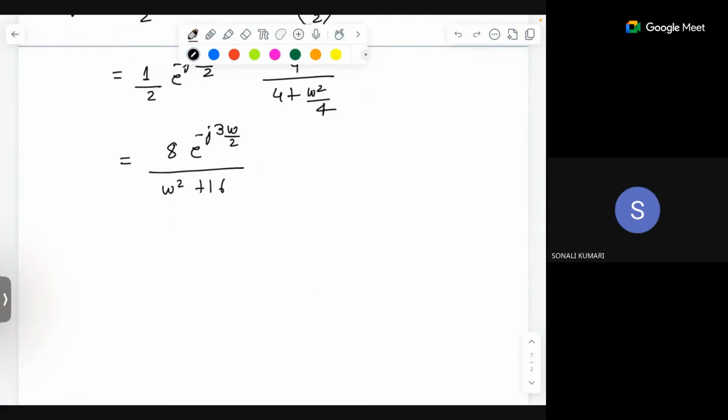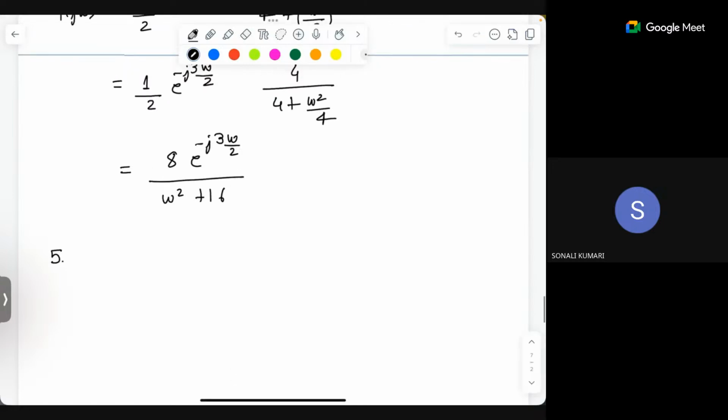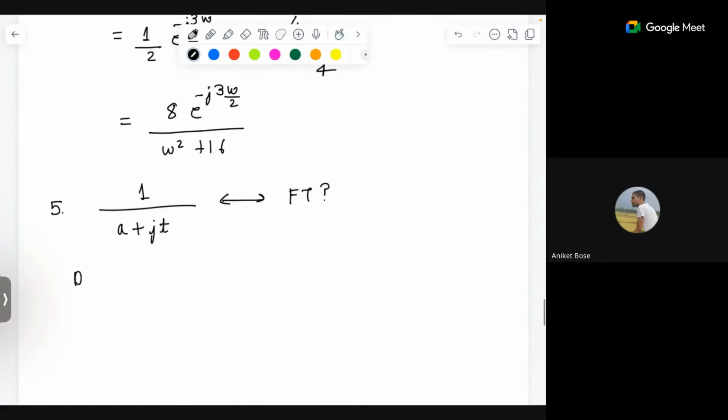It is based on the property of duality. So the question is 1 upon a plus jt. You have to find the Fourier transform of this. Ma'am, I had a doubt from Fourier series. Can I ask here? Maybe you can ask in the end. First, let's complete week 9 problems. So I will write down the duality property here and you try and solve.